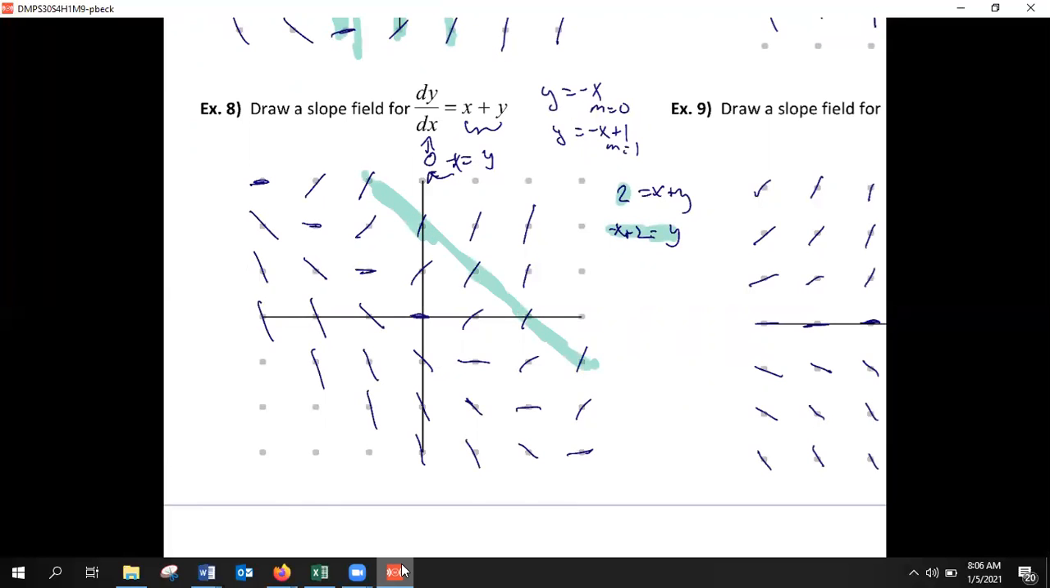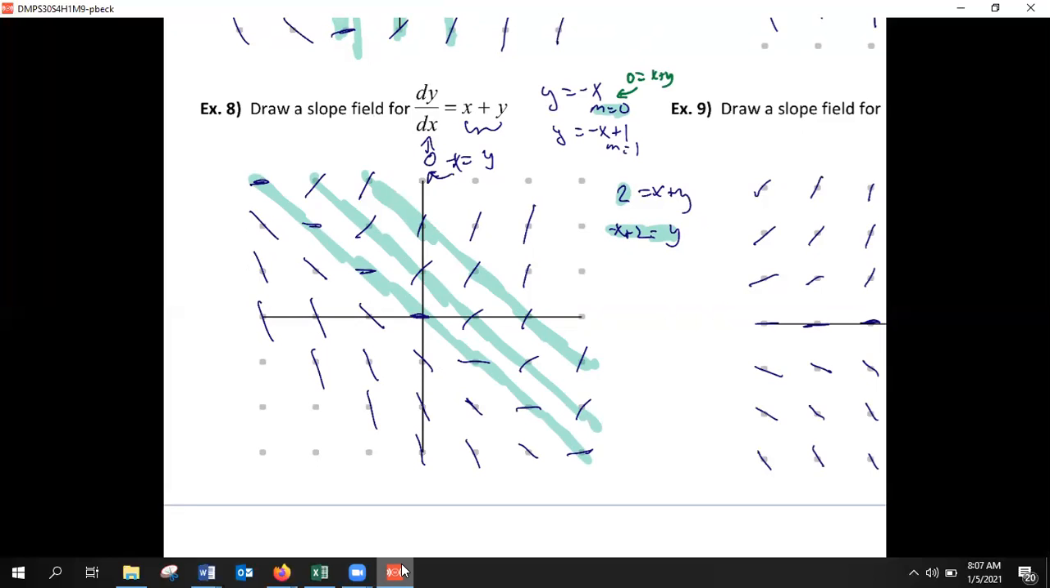I can continue that and say, when is my slope 1? Whenever x plus y equals 1, which would be along that line. My slope is 0, and you see I have that right here. My slope is 0 along the line y equals negative x, because 0 is x plus y. So whenever y equals negative x, I'm going to have a slope of 0. So again, this is a way that we can make life a little bit easier in terms of drawing our slopes. We can find the pattern.